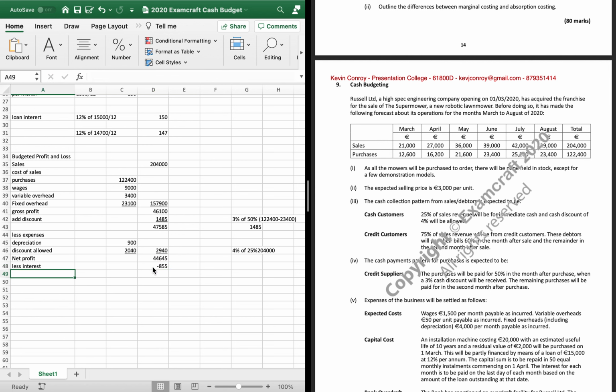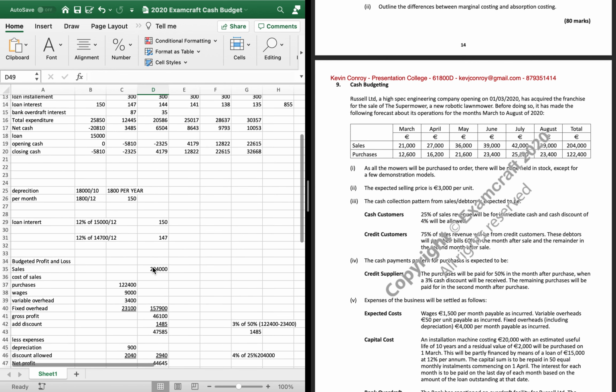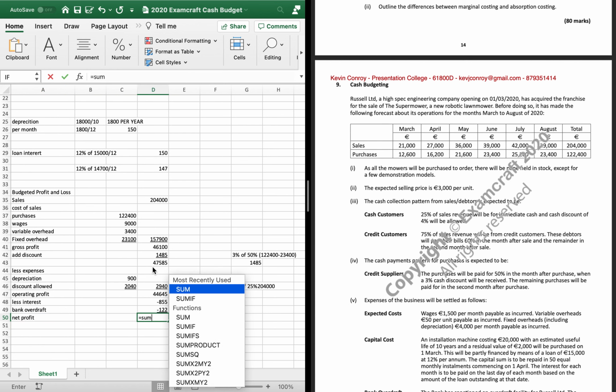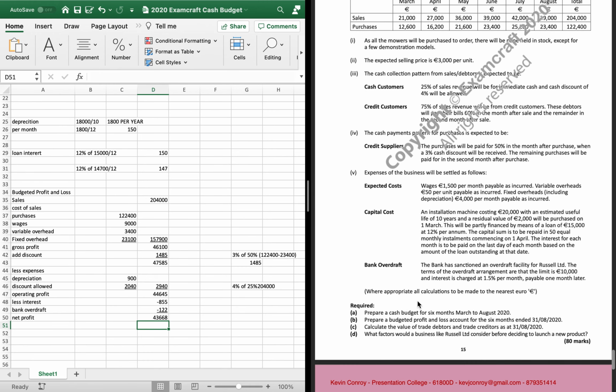But then, which is new for this question, we would have our bank overdraft interest. So our bank overdraft interest is 87 plus 35 is 122. So, rather net profit, that would be operating profit. So our net profit is those taken away. Okay, so 43,668. All right, so just the bank overdraft interest was new.